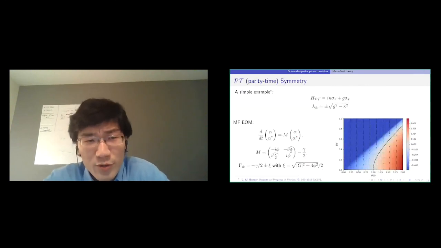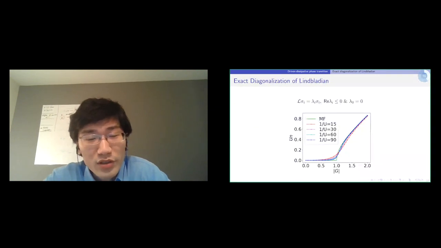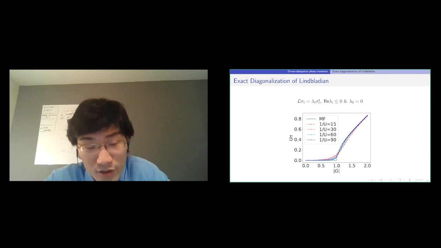So now we have seen things from mean-field theory. Now we want to confirm it using the quantum solution, right? One straightforward solution is by diagonalizing the Lindbladian numerically. There are some properties of the Lindbladian. It can be diagonalized like this. Here it's the eigenvalue and the eigenstate.